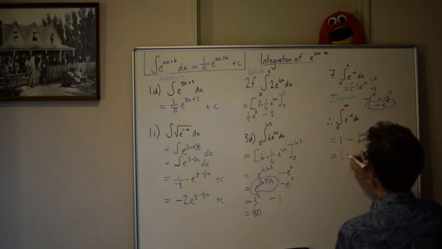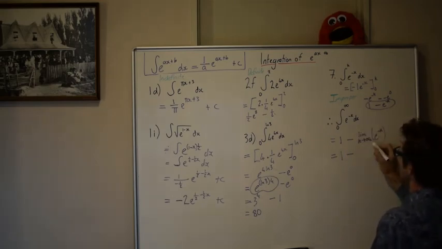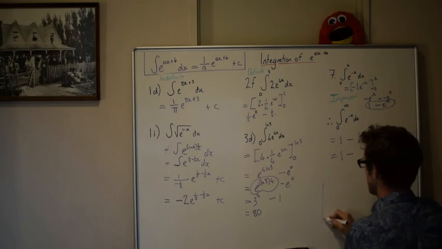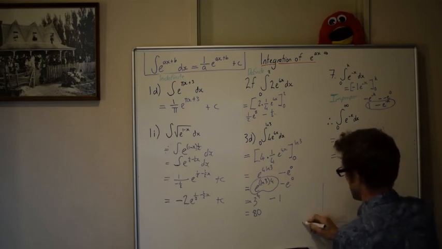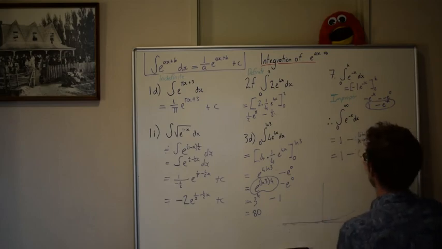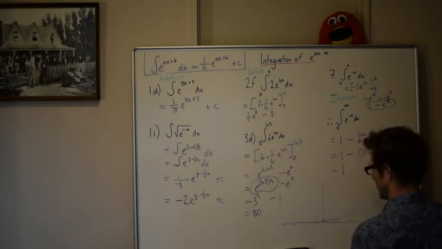And that is 1 minus. Now, as k approaches infinity, this number here is a negative, very big number. And if you think about what you know about the e equation, it's going to be almost 0. So 1 take away 0, which is equal to 1. And that's how we solve that.